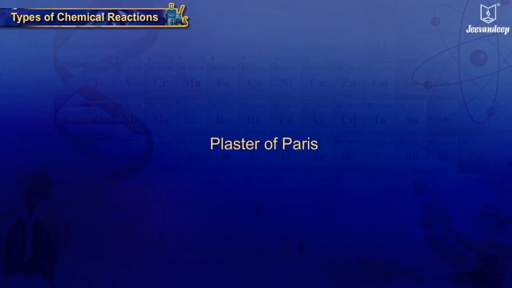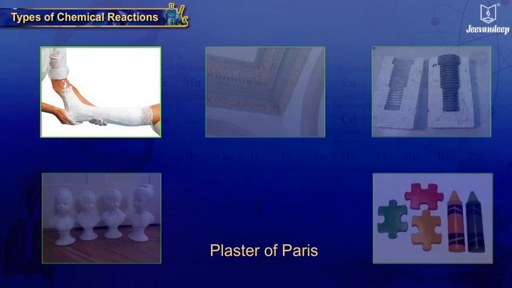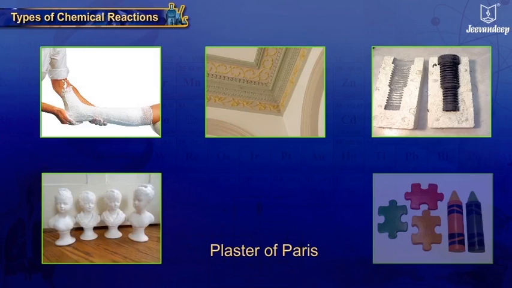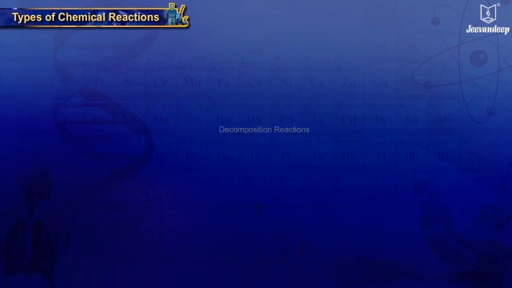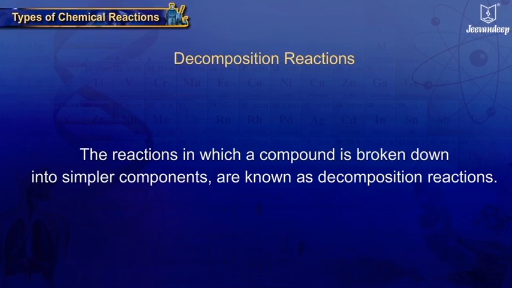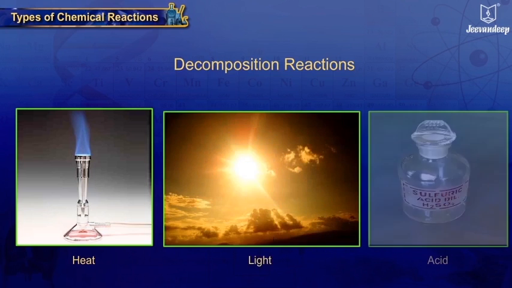POP, that is, plaster of Paris, is used in surgical bandages, decoration of roofs, casting, making statues, crayon manufacturing, etc. Decomposition reactions. The reactions in which a compound is broken down into simpler components are known as decomposition reactions. Decomposition can be brought about by heat, light, or acids.